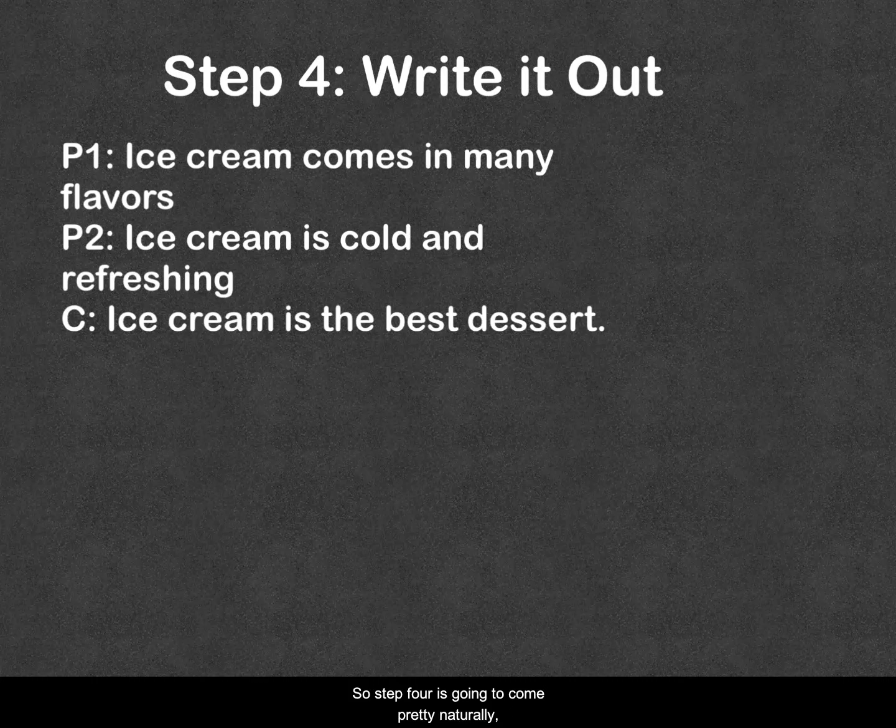So step 4 is going to come pretty naturally, and it's going to be just write it out. So we have our premises 1, our premises 2, and then we have our conclusion. But you may wonder, how do I turn what I have into a valid argument? So turning it into a valid argument is pretty simple, but we will work through this together just to make sure that everyone is on the same page. So I already wrote out our premises for us. Ice cream comes in many flavors. Ice cream is cold and refreshing. In conclusion, ice cream is the best dessert. So let's make this into an argument.